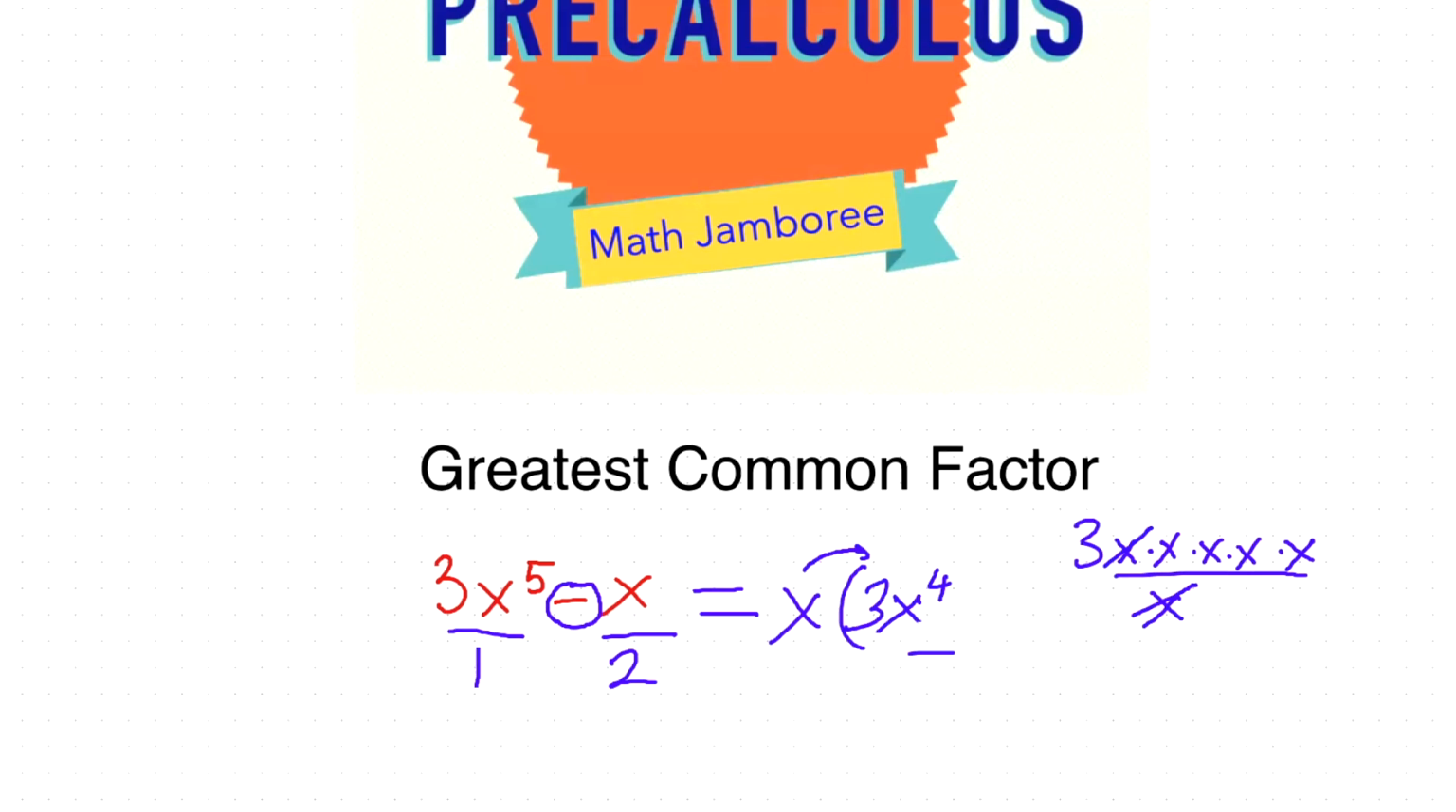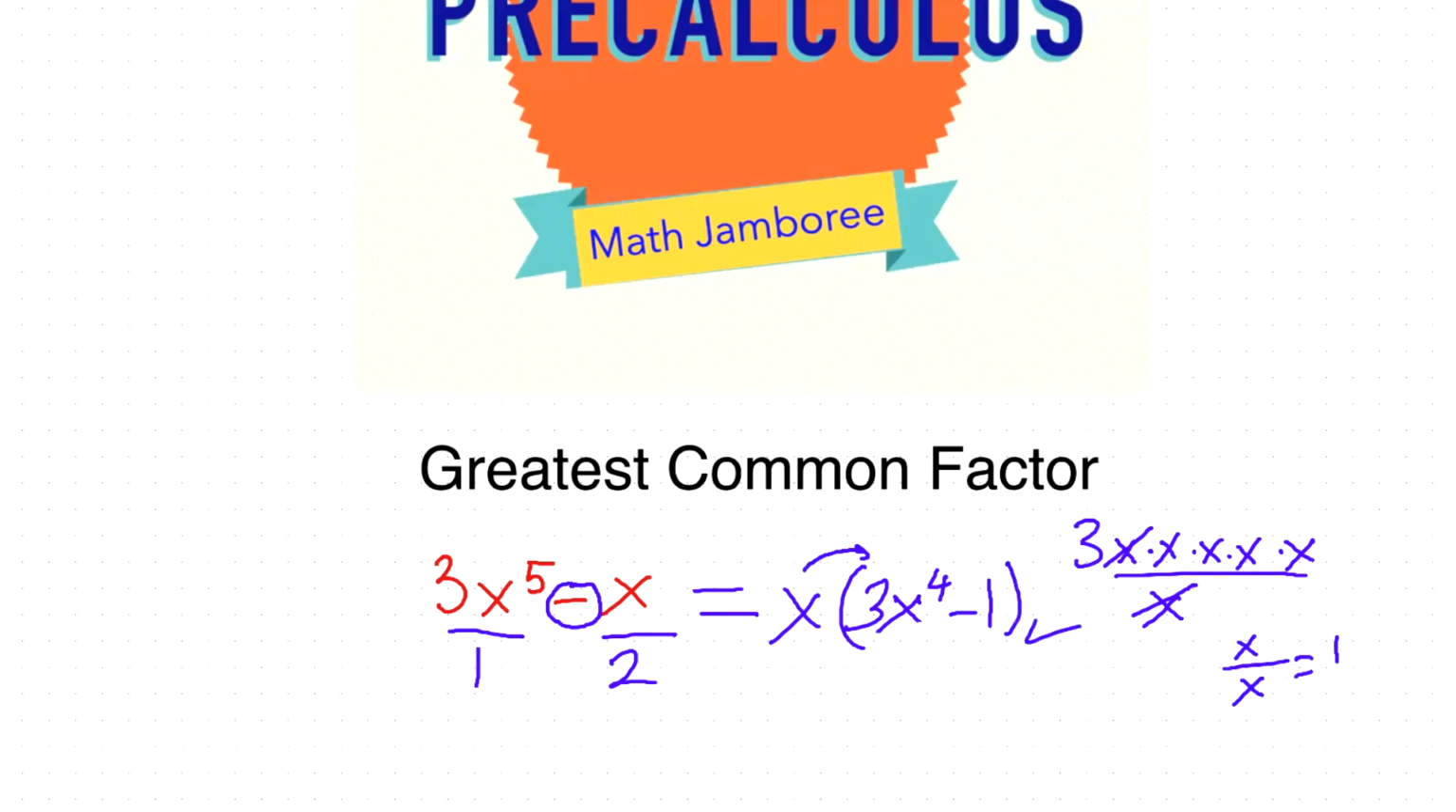So when you take away x from x, which is x over x, that gives you 1. So you're going to put 1 in here. So 3x to the power of 4 minus 1 will give you your answer for this expression.